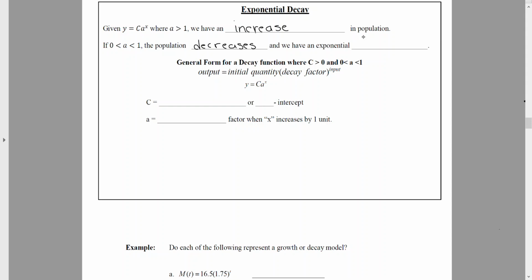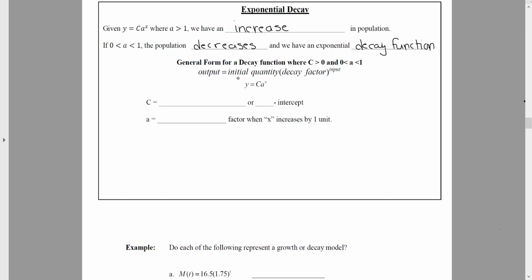And we have an exponential decay function then. So they're still exponential functions, the variable's up in the exponent. It's just dependent on what that value of a is. If it's bigger than 1, it's an increase, which means we're growing. And if it's between 0 and 1, we're decreasing, or it's a decay function.